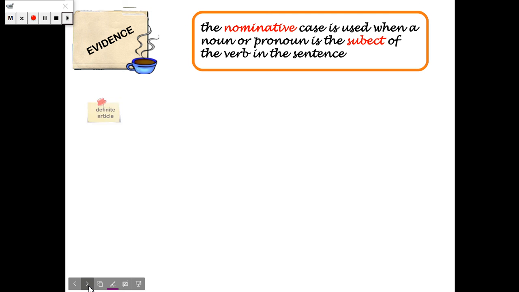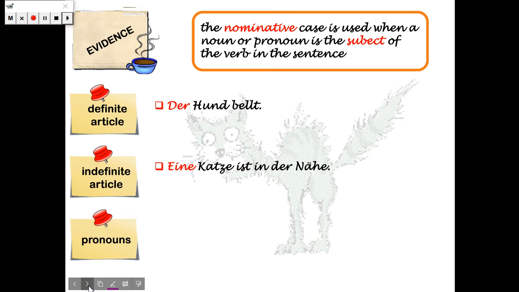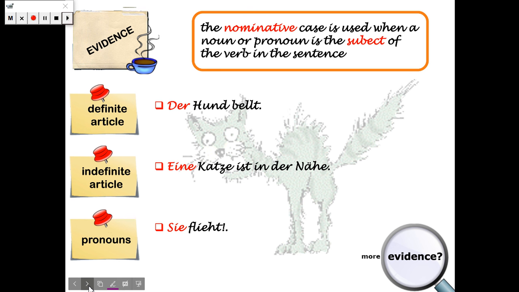The nominative case is used when a noun or pronoun is the subject of the verb. In other words, who or what does the verb. So, der Hund bellt, eine Katze ist in der Nähe, sie flieht. Okay, so the dog is barking, der Hund bellt. Eine Katze ist in der Nähe, a cat is nearby, or sie flieht. She is running away, or it's running away if we're talking about the cat. So yeah, there's a wee story there. So the dog's barking, a cat is nearby, it runs away. The cat, that is, not necessarily she, because the cat's feminine, therefore the word has to be sie.